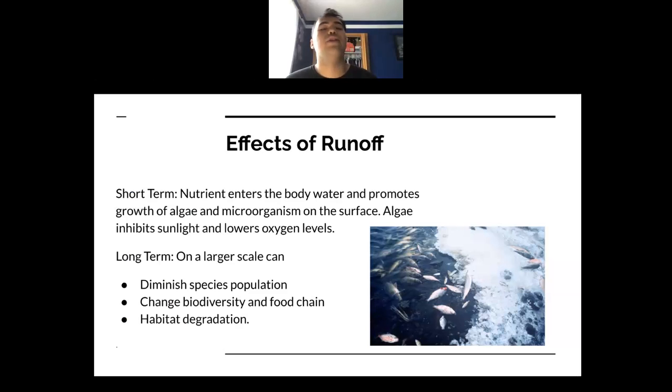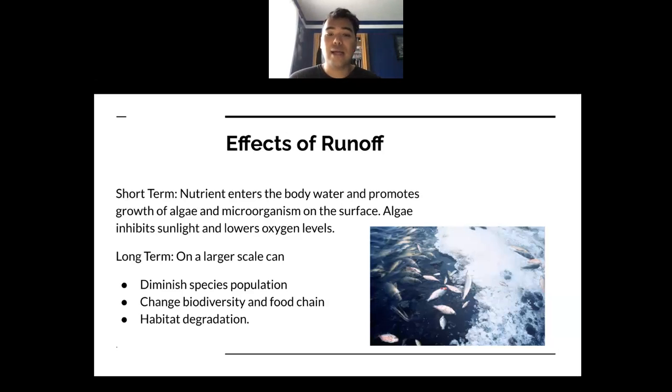So, what are the effects? In the short term, like I said before, nutrients will run off into these bodies of water. These nutrients will promote the growth of algae. Phytoplankton and plants need algae to grow, but these algae will block off sunlight, inhibit it, and lower the oxygen of the water. The short-term effect is that some fish will die because fish need oxygen.